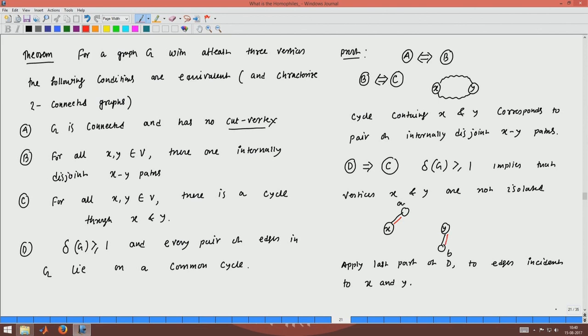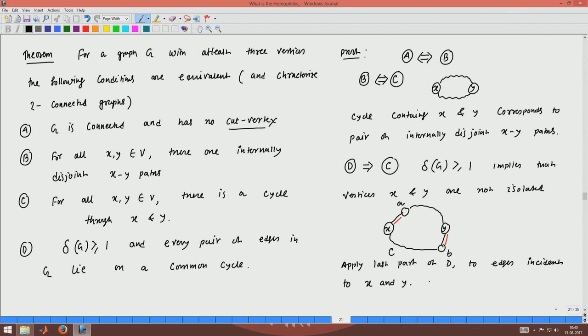So, we will apply the condition that every pair of edges lie on a common cycle. That means this pair of edges, x a and y b, they are on a common cycle. Suppose the cycle is C. So, this is the cycle which contains these two edges.